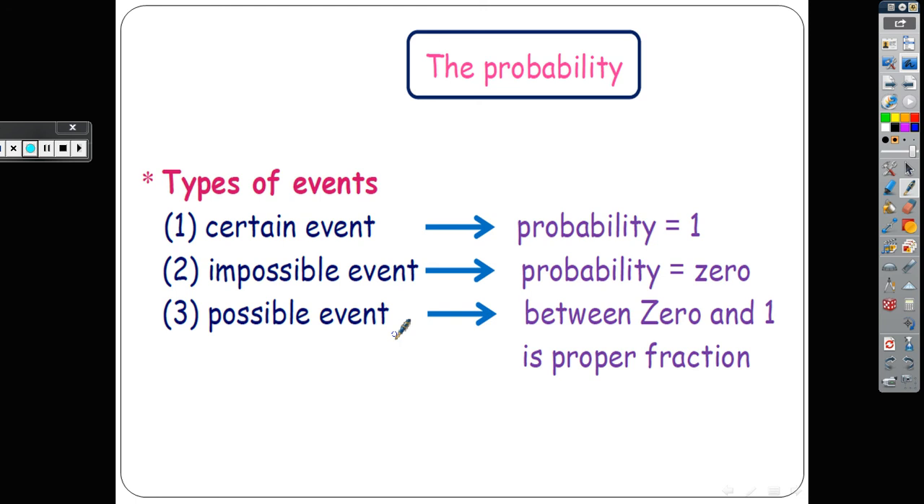The probability of the possible event is between 0 and 1, means proper fraction, like 1 over 2, 2 over 3. In a proper fraction, the numerator is less than the denominator, and the probability is between 0 and 1. Now go to the next slide.